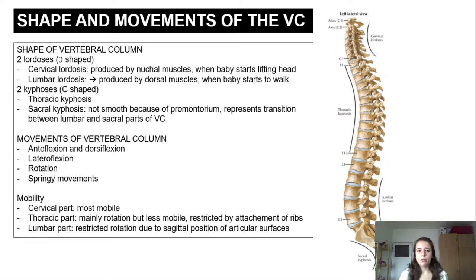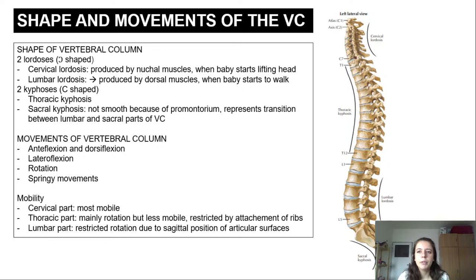So it allows a lot of movements. It allows dorsiflexion and anteflexion, which is basically like when you try to touch your feet and when you try the other way around. And lateral flexion to the sides. Rotation is limited because of the presence of the ribs. And then springy movements, like your vertebrae being compressed, like when you're jumping.